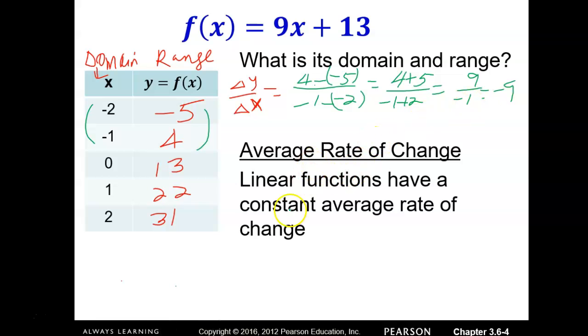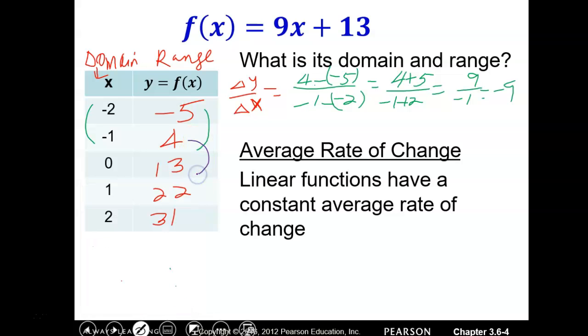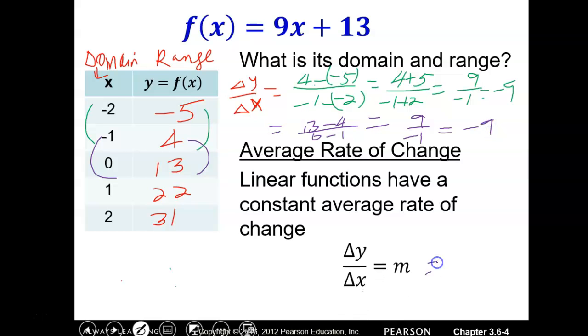If you try any of these other ones and check it, we'll get the same thing. So let's check these two. Do the same thing, change in y over change in x: 13 minus 4 over 0 minus 1. So 13 minus 4 will give us 9 over negative 1, which is negative 9. So the rate of change, which is the slope, is negative 9. And it is constant, so it is the same for all of them.